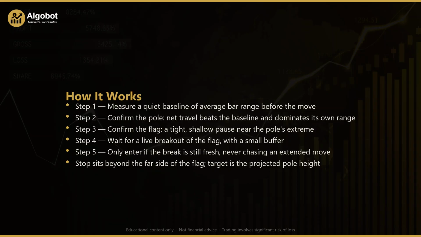Third, it checks the flag. The flag is the small group of candles right after the pole, 4 by default. The strategy measures the flag's full high-to-low range and requires it to be tight, no more than half the pole's height by default. It also checks the giveback, meaning how far price has slipped from the pole's extreme. That pullback must stay shallow, within the same fraction of the pole height. So the flag has to be a quiet, controlled pause hugging the top of an up move or the bottom of a down move, not a deep reversal.